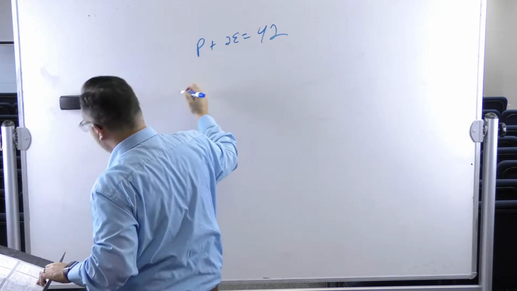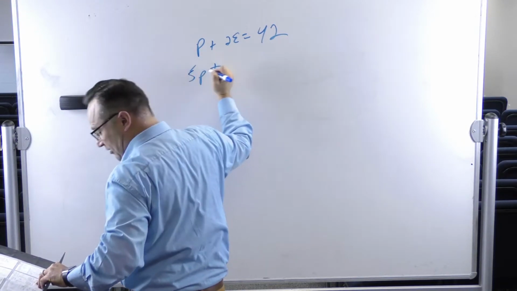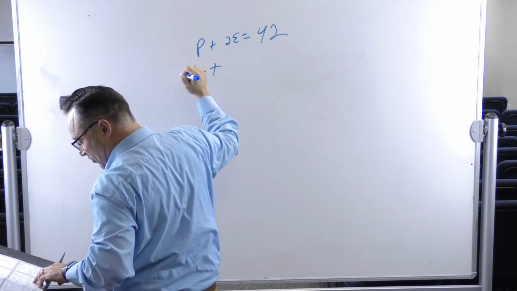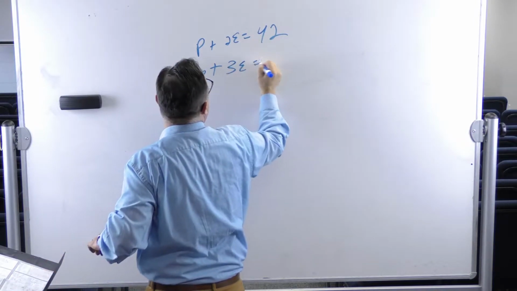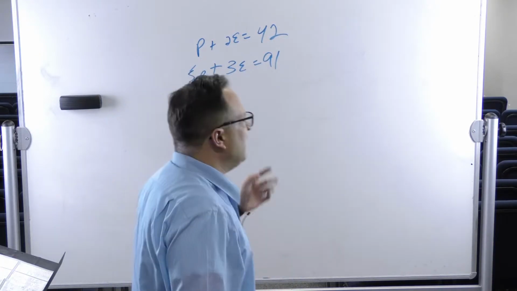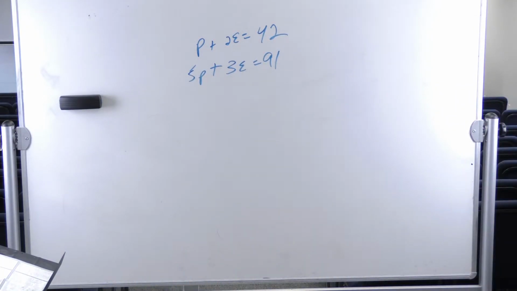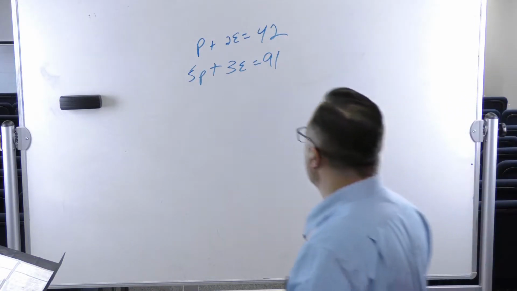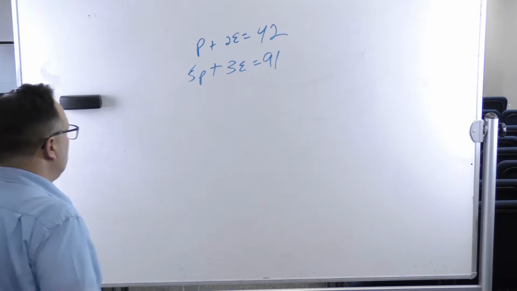The 5 pencils plus 3 erasers equals 91 cents. Okay, so we only leave the 42 without the decimals, even though it's cents, because that's irrelevant. We'll get to the end, we'll fix it. So there's a couple things we could do.